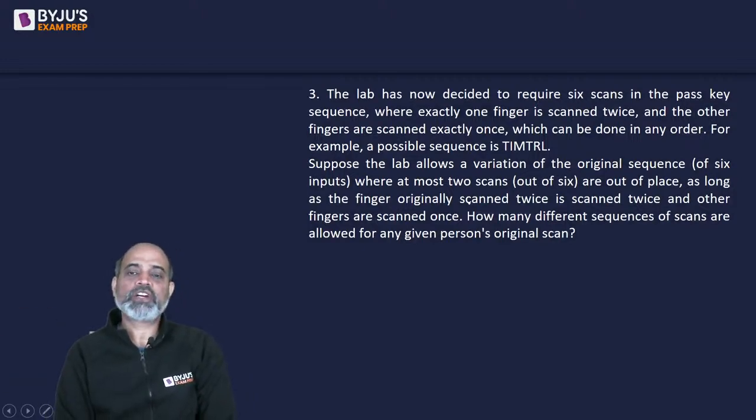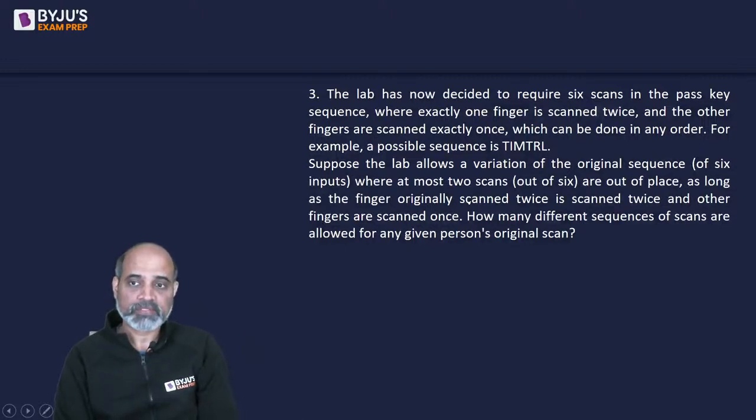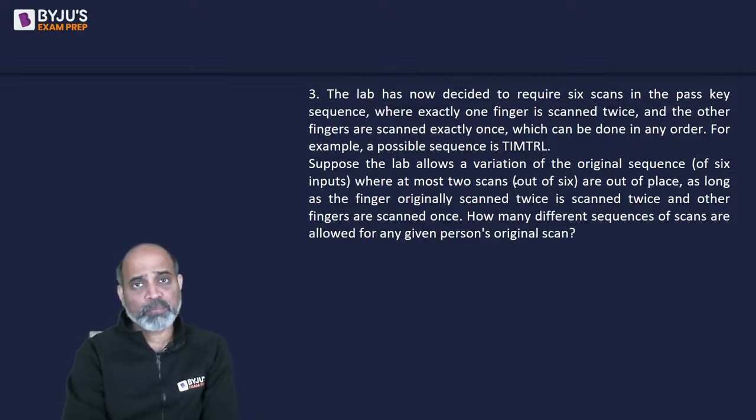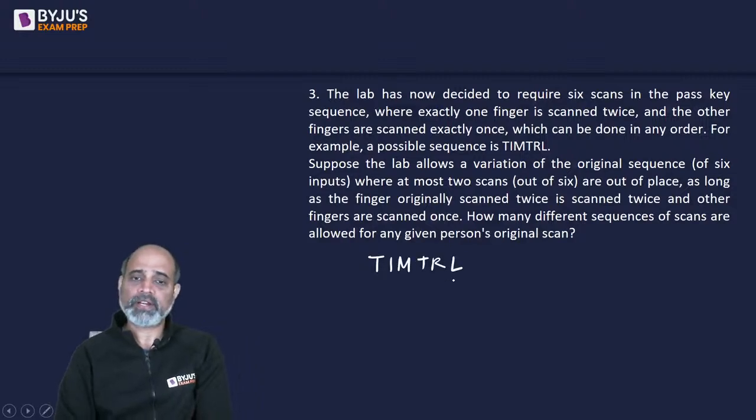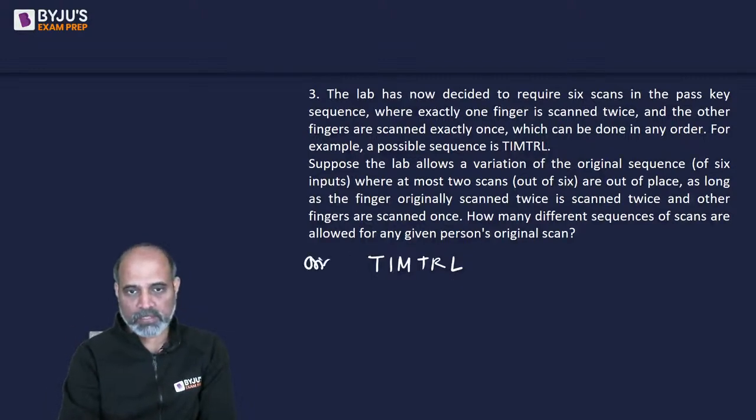As long as the finger originally scanned twice is scanned twice. So जो भी finger, suppose thumb has to be scanned twice, it still has to be scanned twice. उसको single नहीं कर सकते. We can't make that out of place, right? So how many different sequences of scans are allowed? So let's take the example that they have provided us with. So we have got T, I, M, T, R, and L, right? Suppose this is the original. ठीक है? ये original.